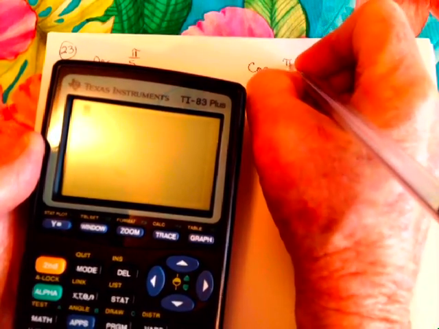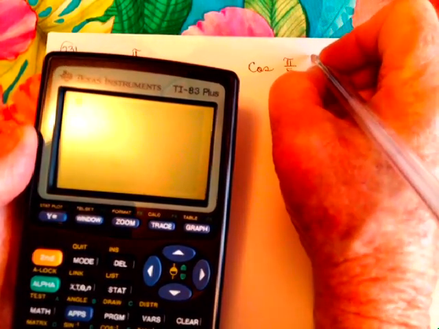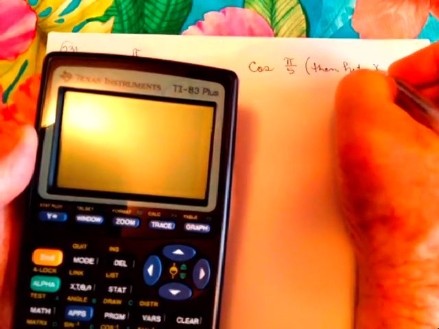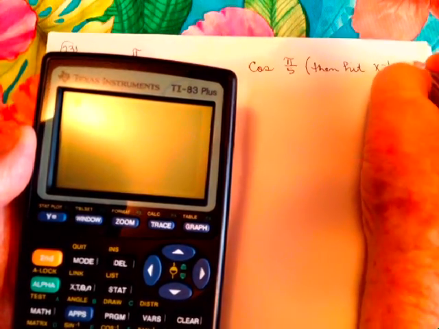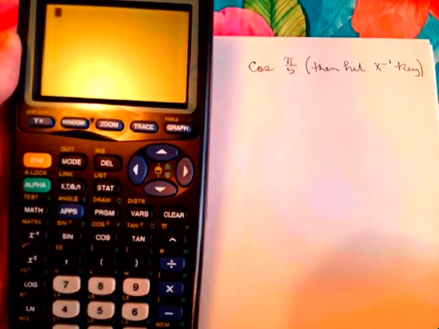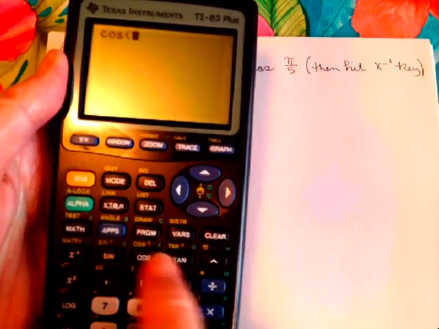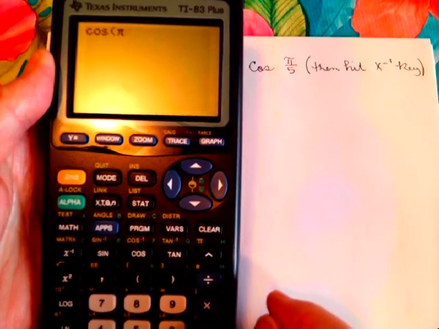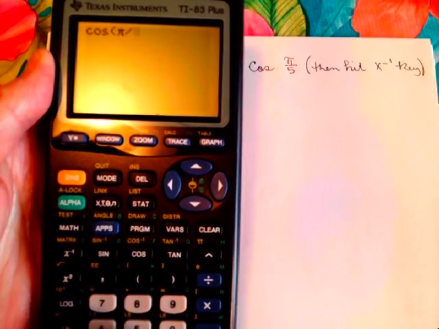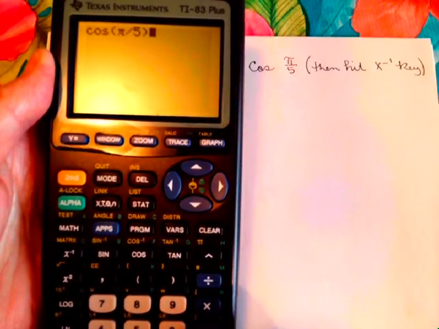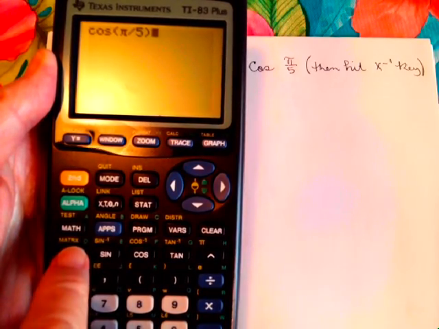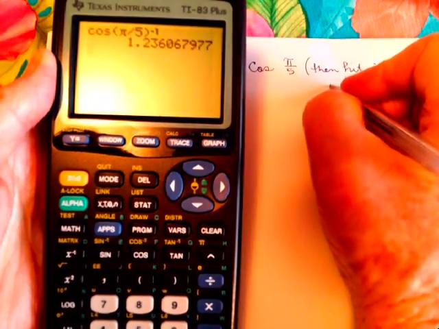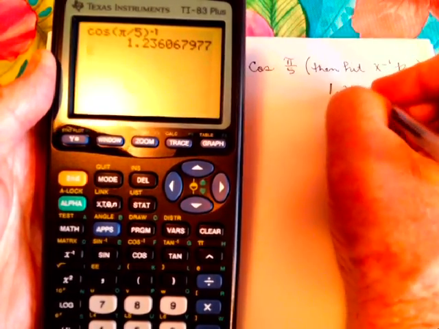We want to find the cosine of pi over 5 and then hit the X inverse key. So here we go. Cosine, second pi, divided by 5, close parentheses, X inverse, press enter. Round that to 2 decimal places, 1.24 is your answer.